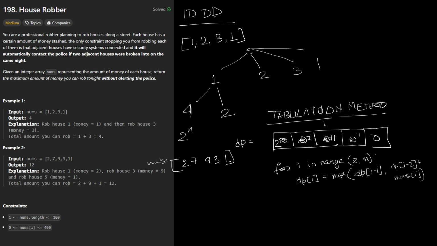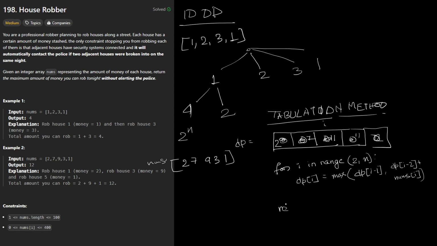And at last, this value is 1. So what are the possibilities of robbing it? It can be robbed either by 11 plus 1, meaning the i minus 2th cell, or this one. Here the maximum possible is going to be 12, so I can do that.